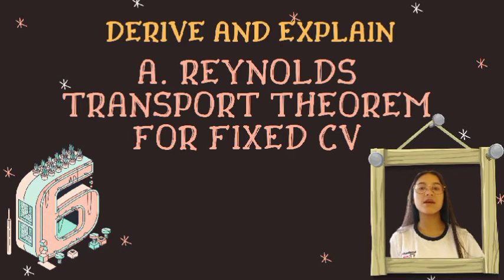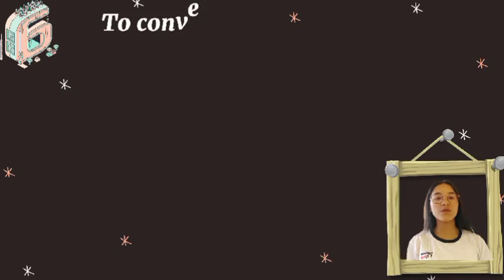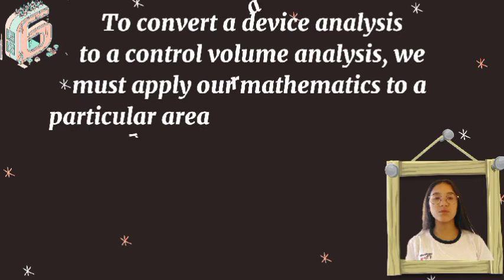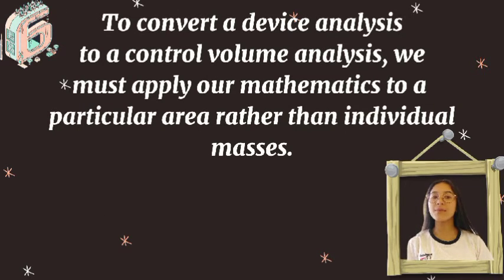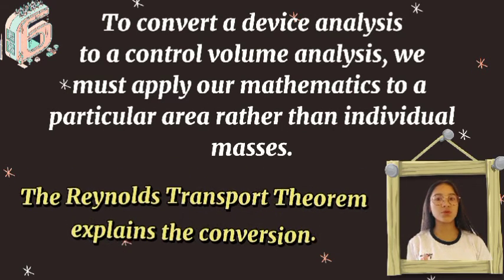Number 6, letter A: derive and explain the Reynolds transport theorem for fixed CV. To convert a system analysis to a control volume analysis, we must apply our mathematics to a particular area rather than the individual masses. This conversion is explained by the Reynolds transport theorem.